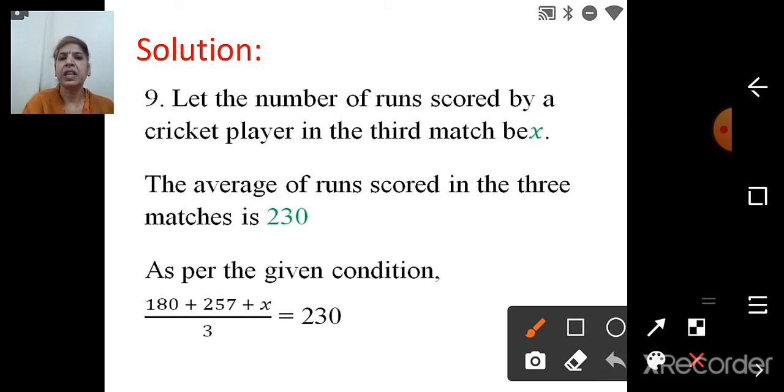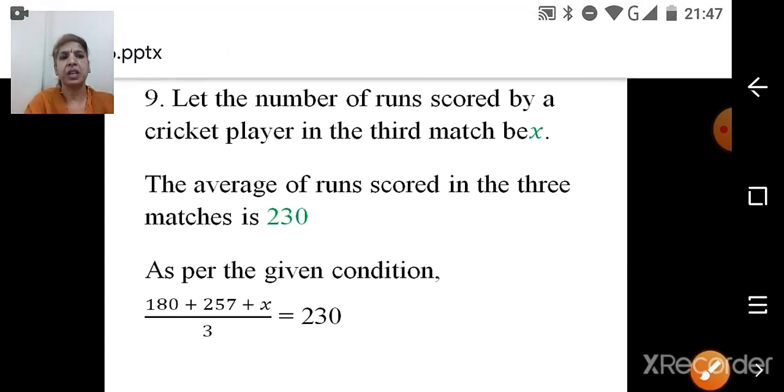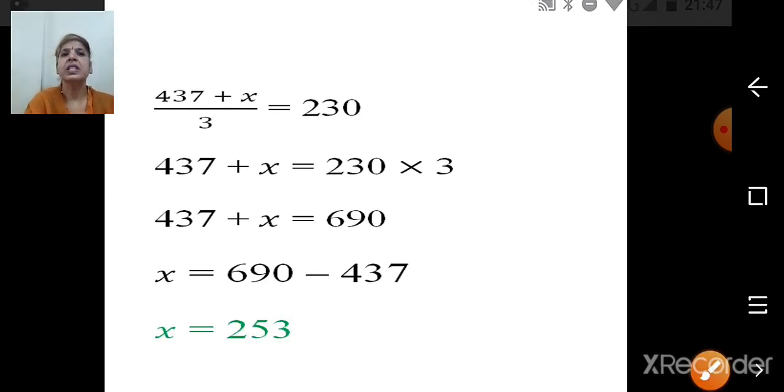So we have written it as per the given information, or as per the given condition: 180 plus 257 plus x upon 3 is equal to 230. And then the equation is formed. So we know how to solve the equation. First, by cross multiplication, 3 will get multiplied with 230, and we will get 180 plus 257 plus x is equal to 3 into 230, right?